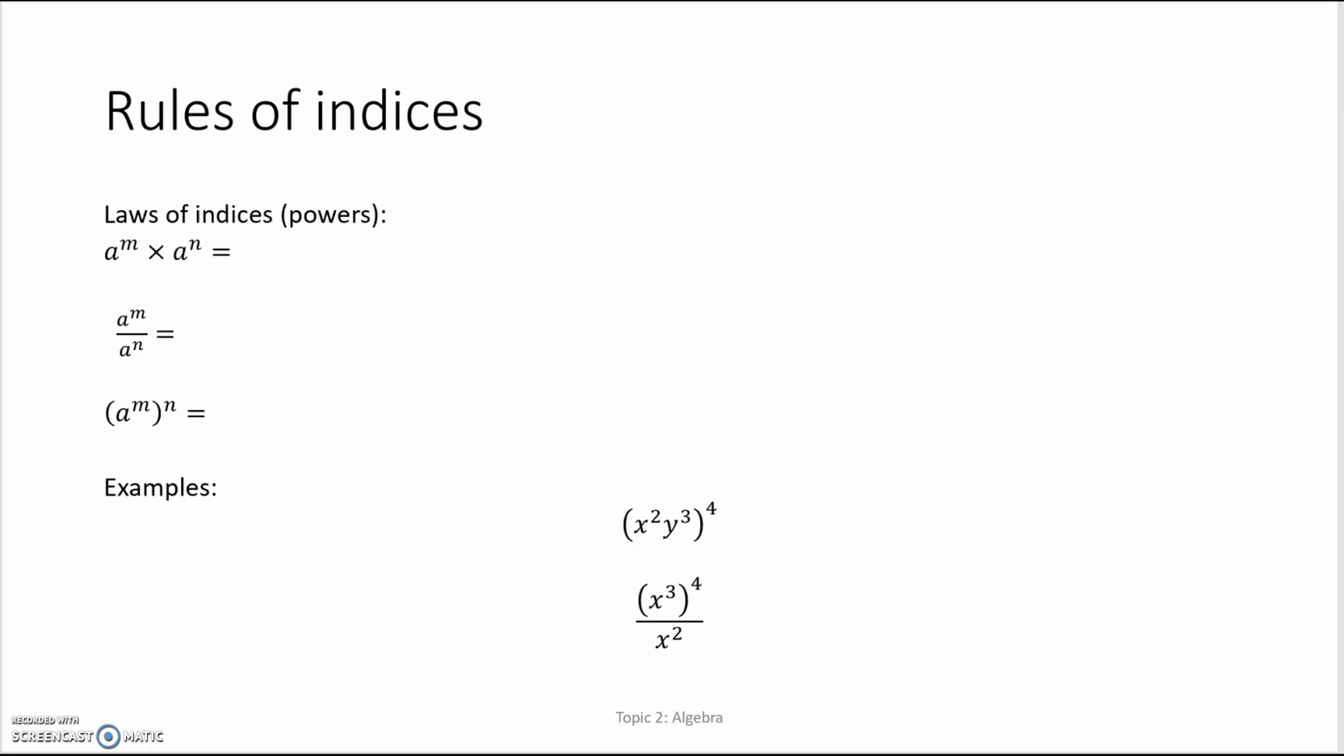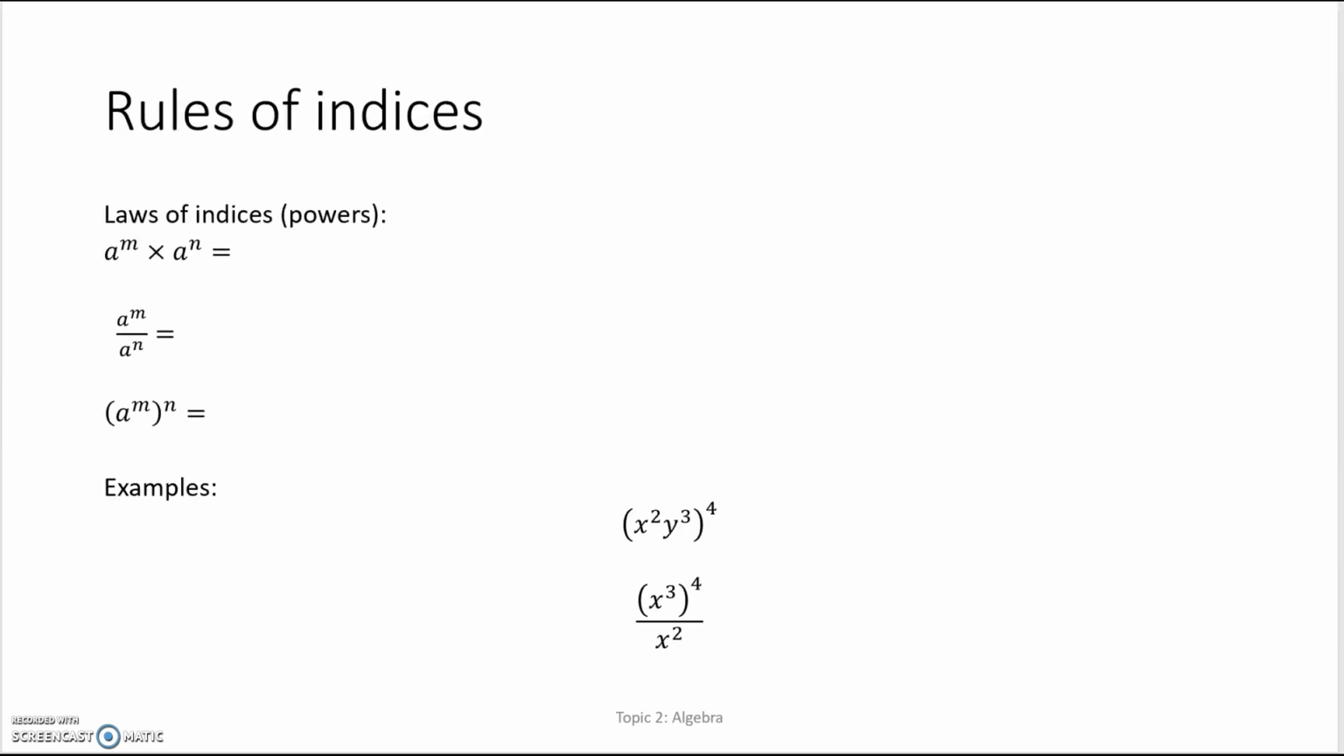Now, these are the rules you must learn. You must learn them. A to the power of m times a to the power of n is a to the power of m plus n. If we have a to the power of m over a to the power of n, the answer is a to the power of m minus n. We subtract the powers. If we've got a to the power of m to the power of n, we write that as a to the power of m n.